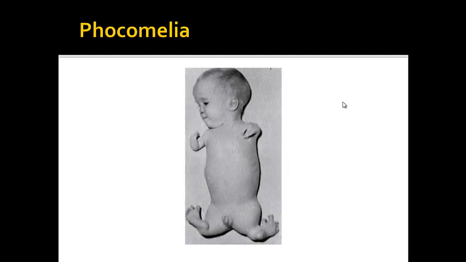So this is what phocomelia looks like. You can see that the limbs have started to develop, but they are extremely short, they're very close to the torso, and they are even in abnormal positions. You can see the lower limbs are kind of turned externally, the foot is facing upwards. Here the fingers haven't developed properly at all. So this is what phocomelia looks like.